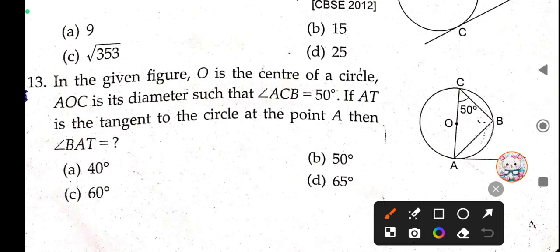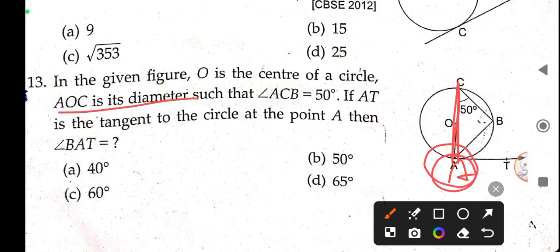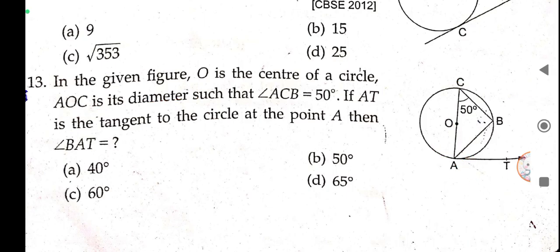Now here we have question number 13. In the given figure, O is the center of a circle with AOC as diameter, such that angle ACB is 50 degrees, and AT is a tangent to the circle at point A. Then you have to find angle BAT.